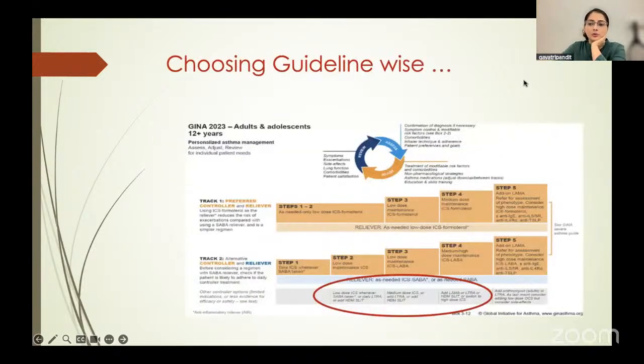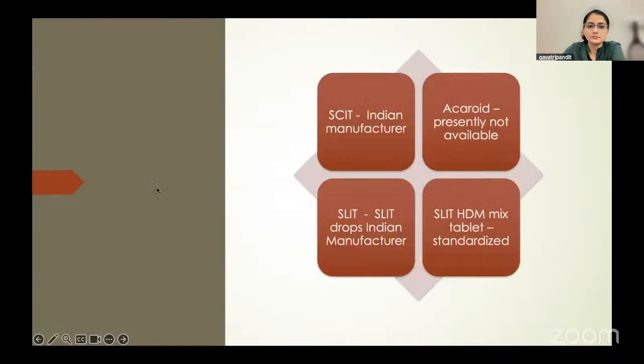Some decisions might also depend on the guidelines, on what our guidelines tell. For example, the GINA guidelines mention an HDM tablet rather than subcutaneous immunotherapy. So some may be more comfortable to stick to whatever the guideline tells and choose only that modality of immunotherapy to be on the safer side too. So I would also want to tell the scenario at present in the Indian context. For subcutaneous immunotherapy, at present, we have Indian manufacturers who are preparing only the non-standardized ones.